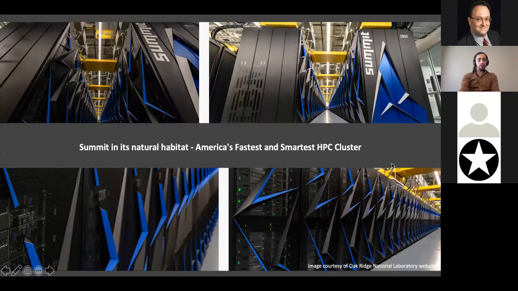So in the US, the fastest HPC system till today is Summit. It's been holding that spot for some time. These are some pictures that we stole from Summit, and it lives in Oak Ridge Labs. It's about 145 petaflops, and we'll talk about the history of these a little later.